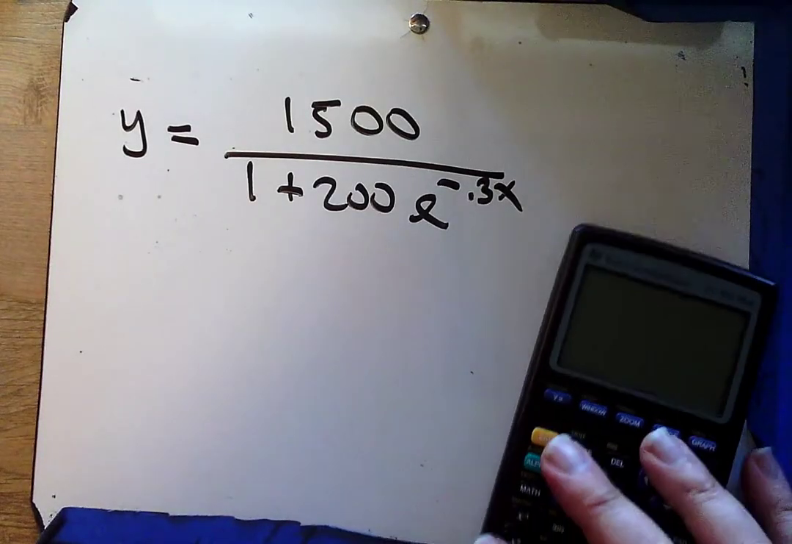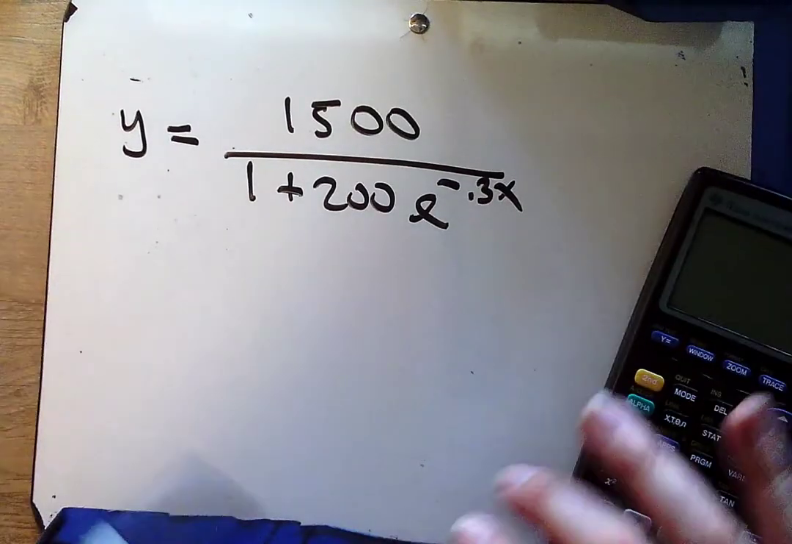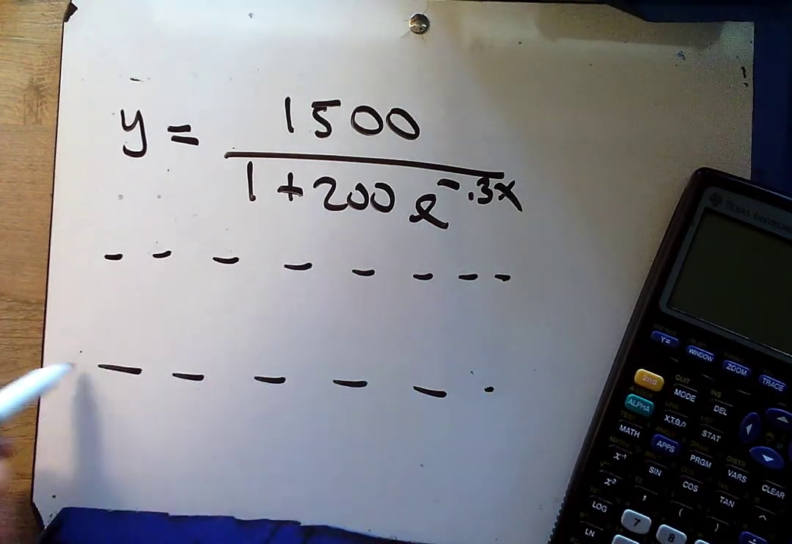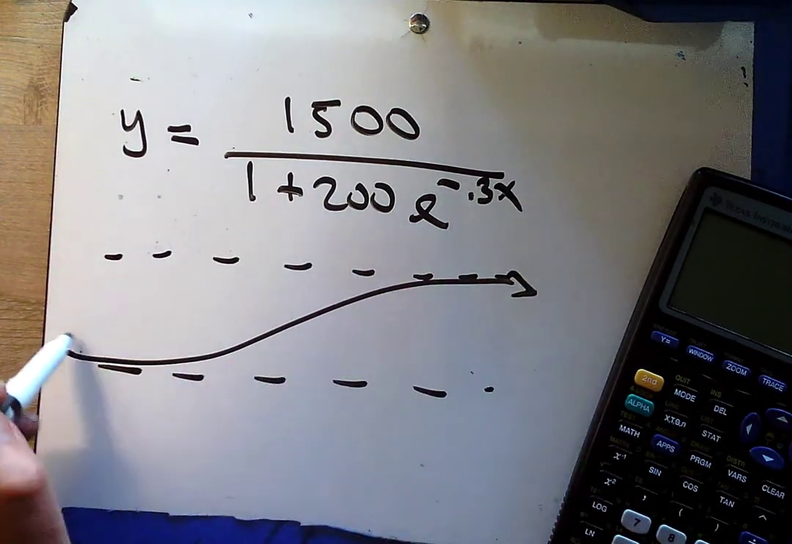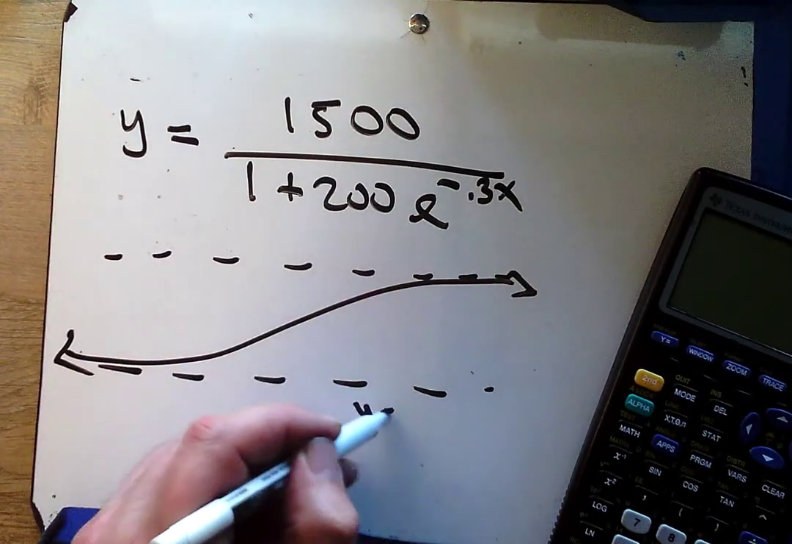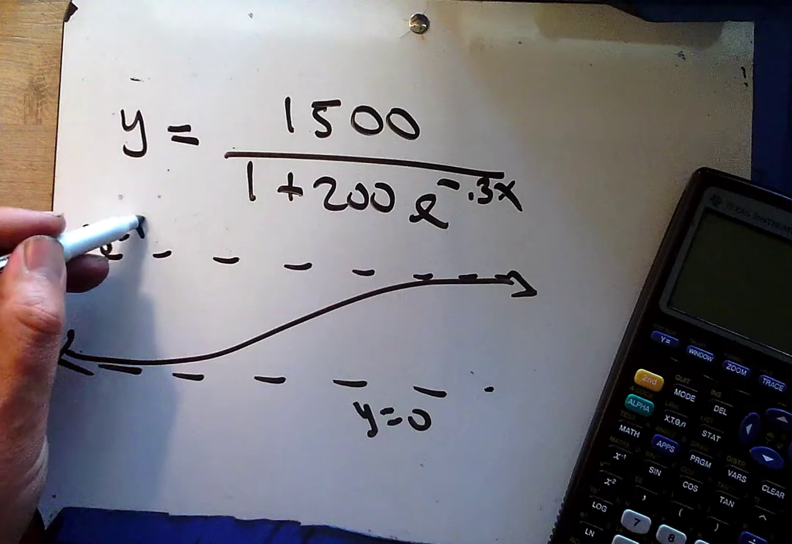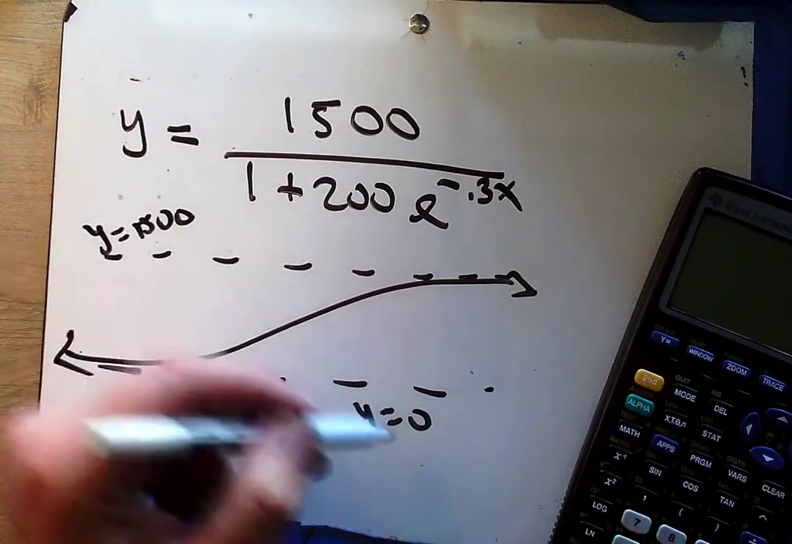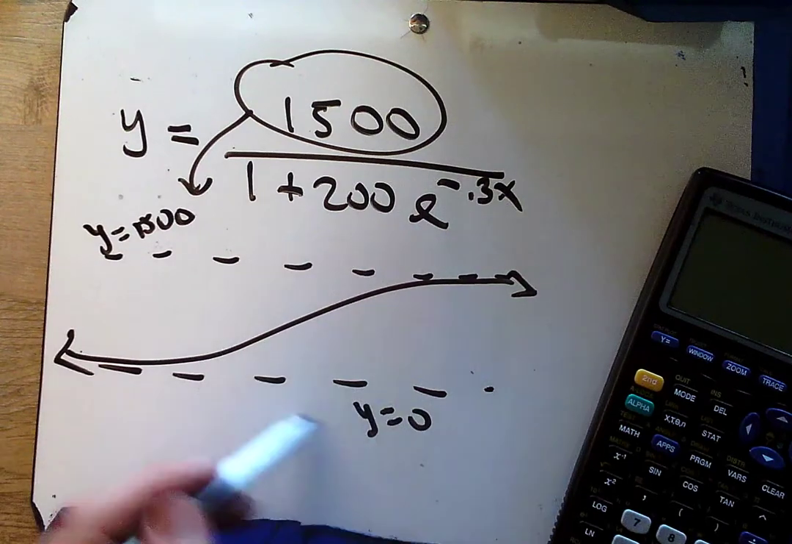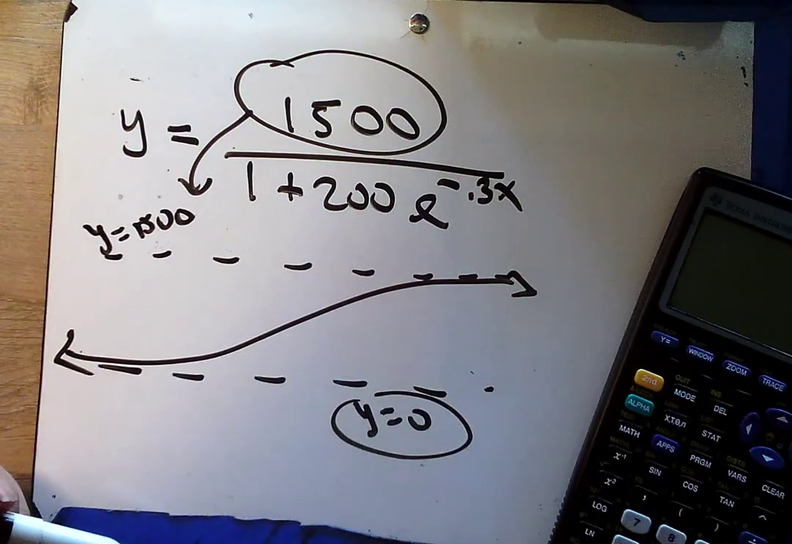Okay. Come back when you're done. Welcome back. So I'm cheating. I know what this graph looks like. See? It's got y equals 0, and y equals 1500 as our asymptotes. That's always my upper asymptote. This is always my lower asymptote.